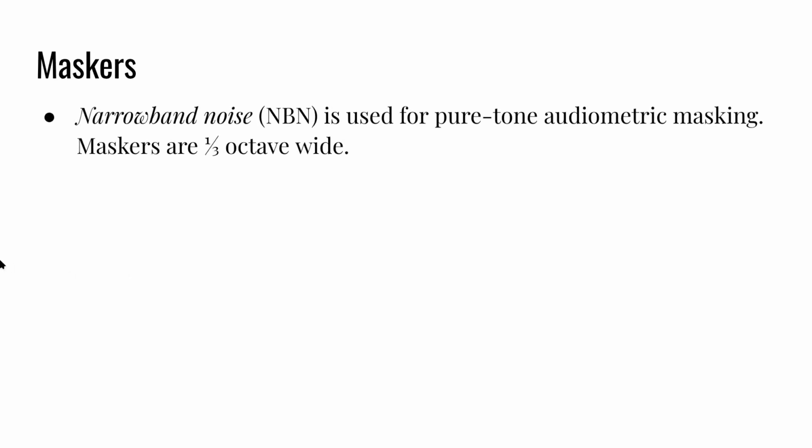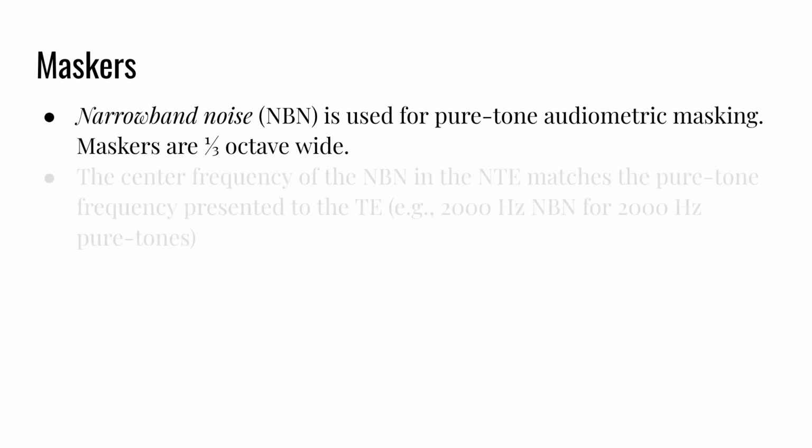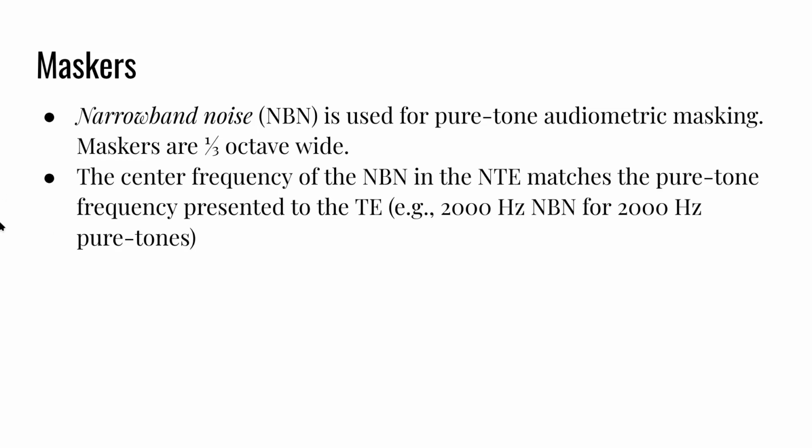So let's talk about maskers for a moment. When we're engaged in pure tone masking, we're using a narrow band noise. This is used for pure tone audiometric masking. These maskers are about 1/3 octave wide. As you learned in acoustics, this is an example of a band pass filtered noise. The center frequency of the narrow band noise in the non-test ear matches the pure tone frequency presented to the test ear. So a 2000 hertz narrow band noise, which you would use for 2000 hertz pure tone masking, has the same center frequency. It's just broader in bandwidth.